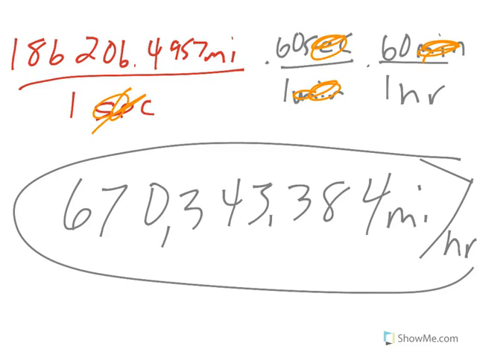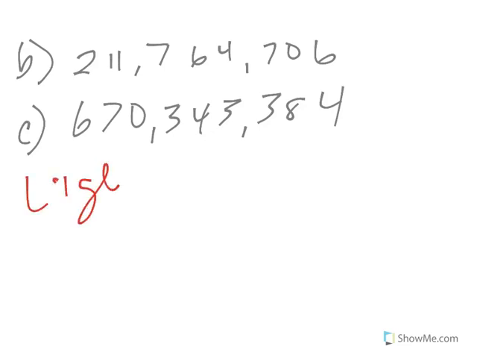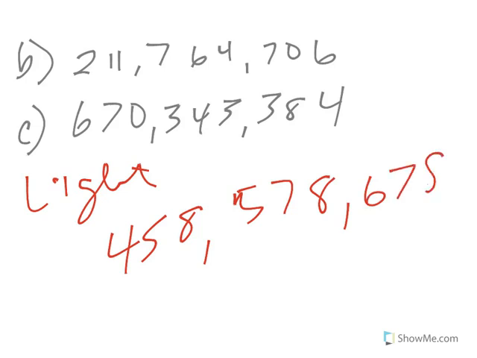So if I'm comparing my answers for B and C, okay, my answer for B was 211,764,706. My answer for C was 670,343,384. So when you think about, like, what's the comparison? Well, the speed of light is more by 458,578,678 miles per hour more than the speed of this transmission. I don't know if you ever care or would ever need to know that, but hey, there it is.